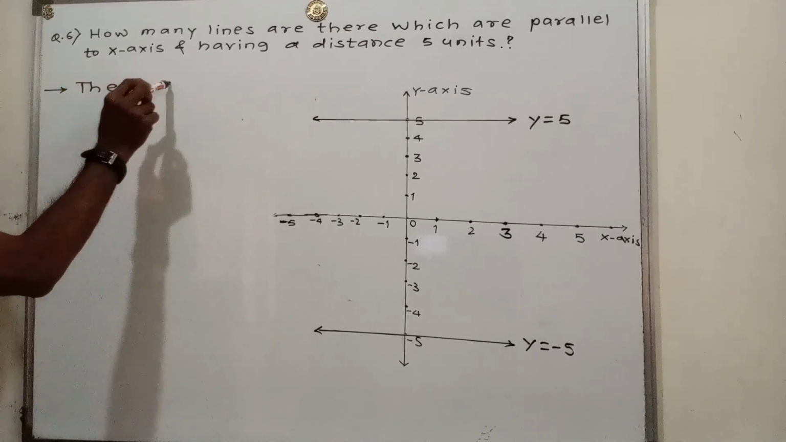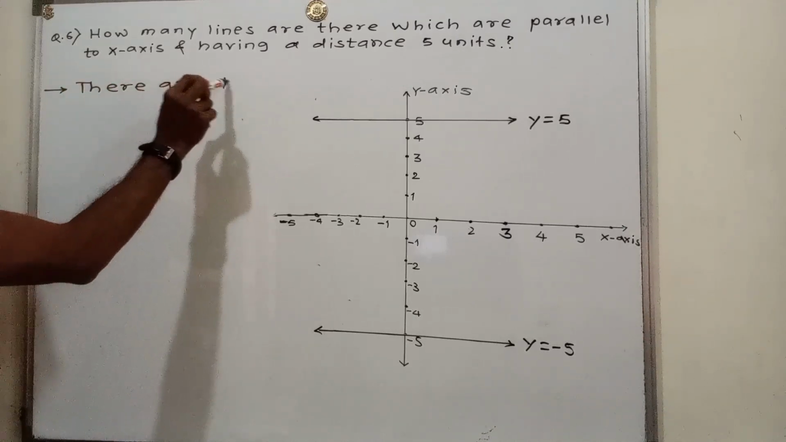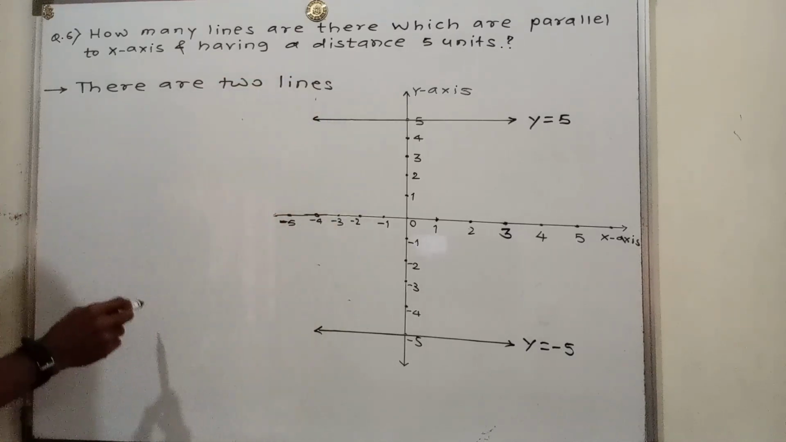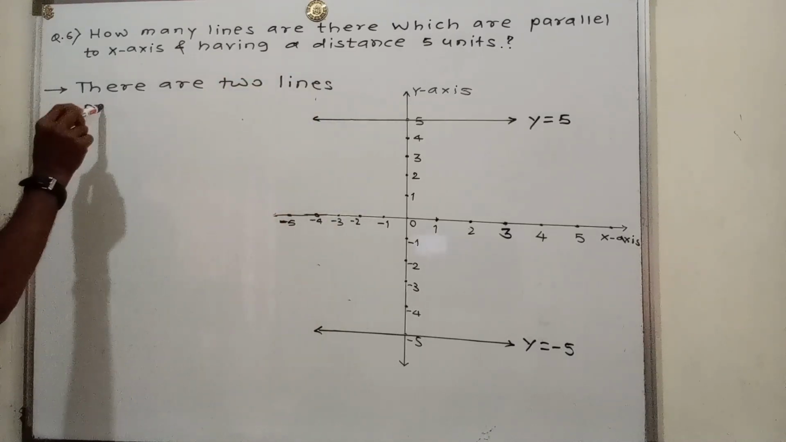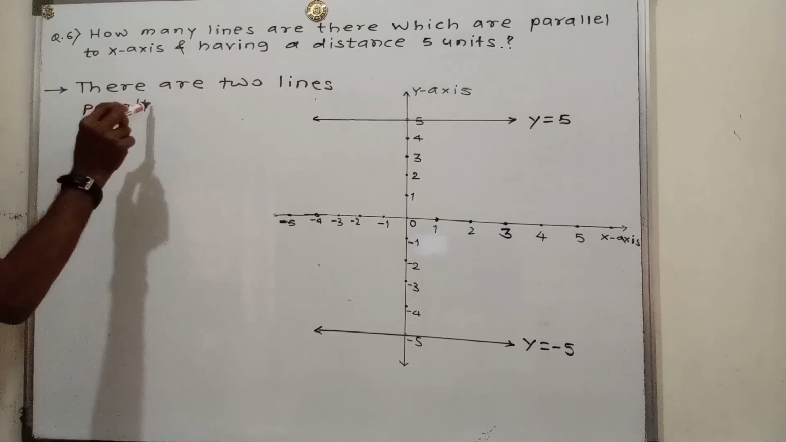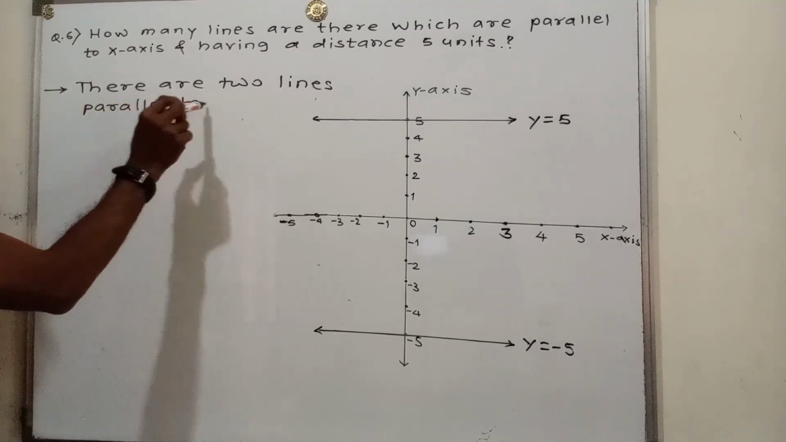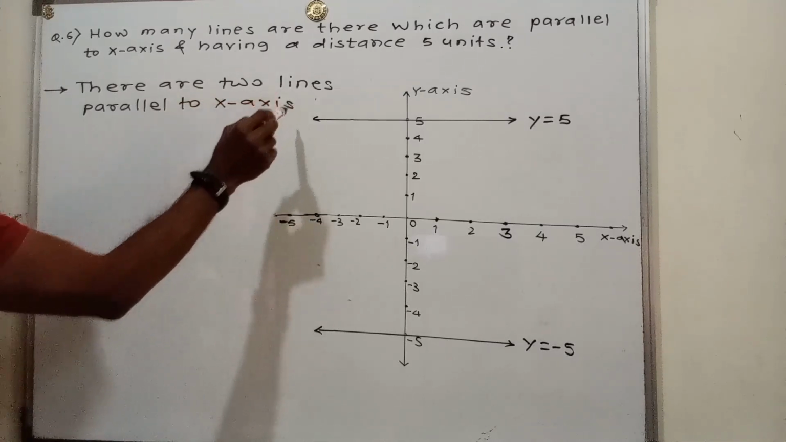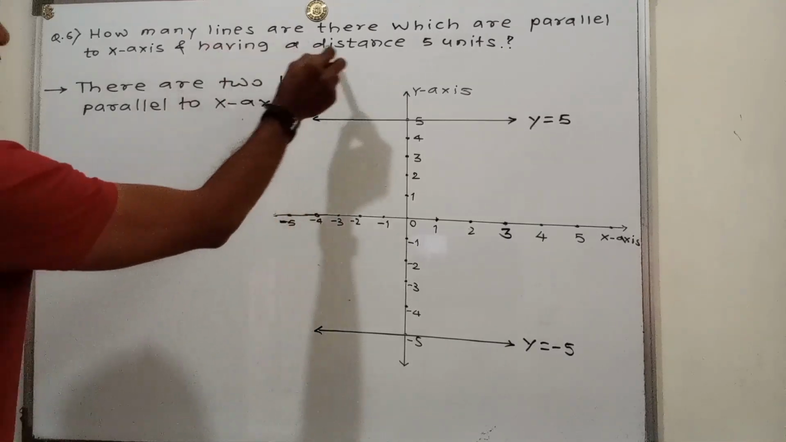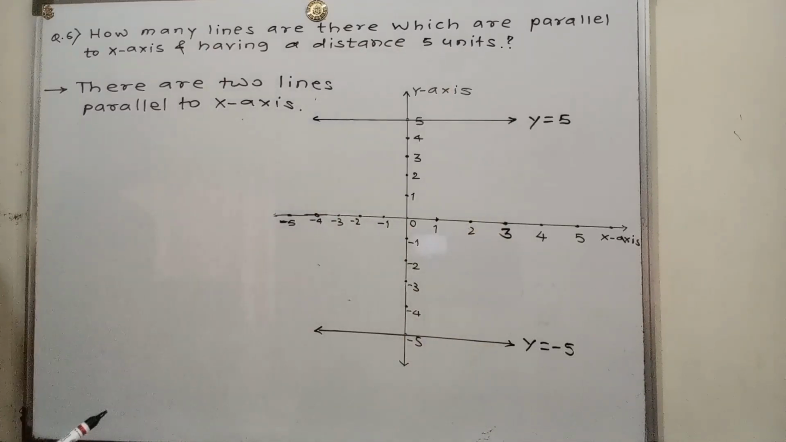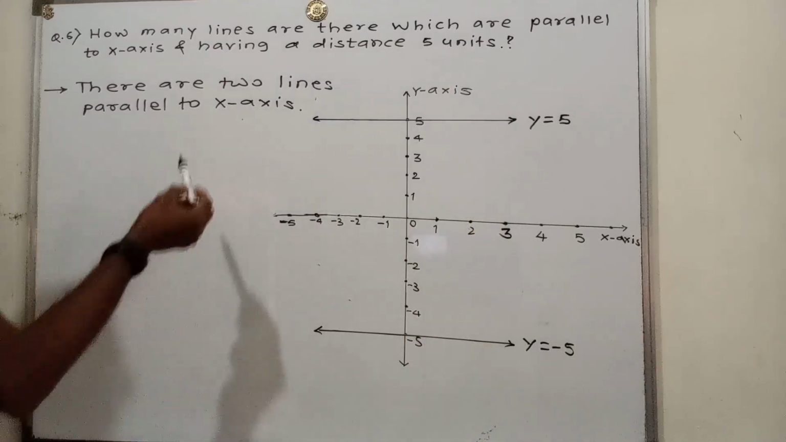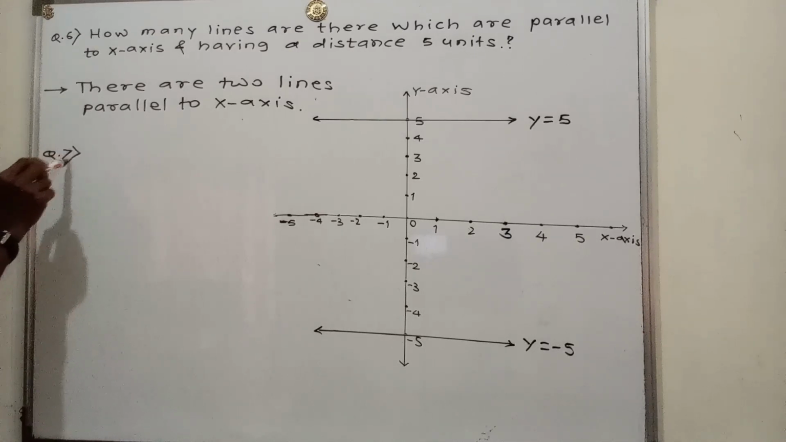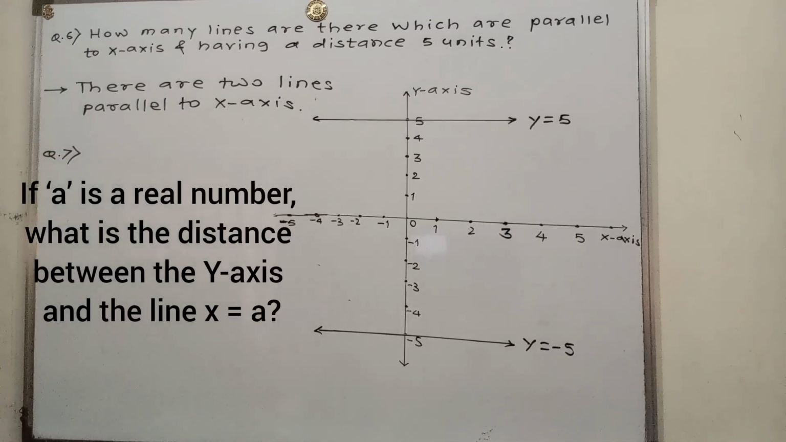There are 2 lines parallel to x-axis having a distance of 5 units. Did you get it? Then question number 7.